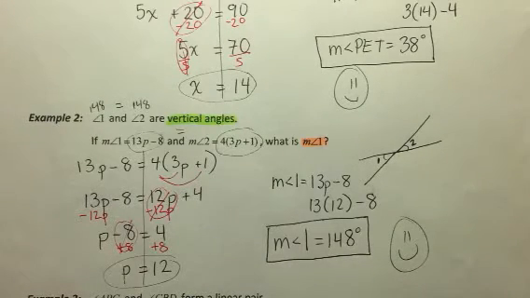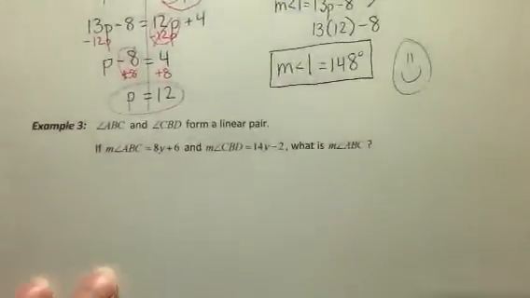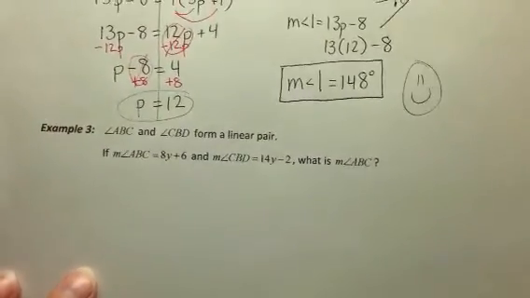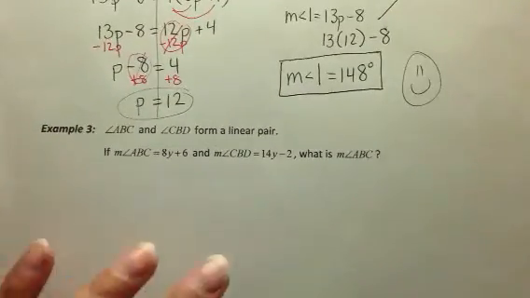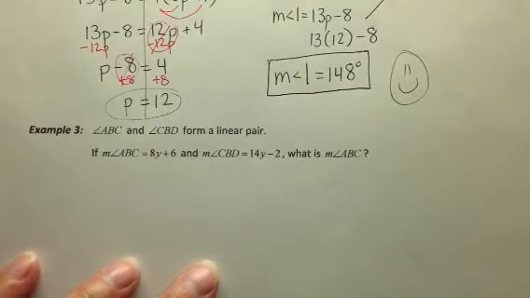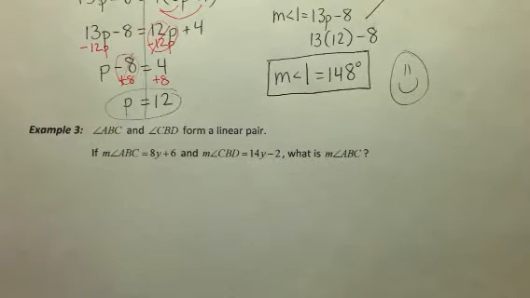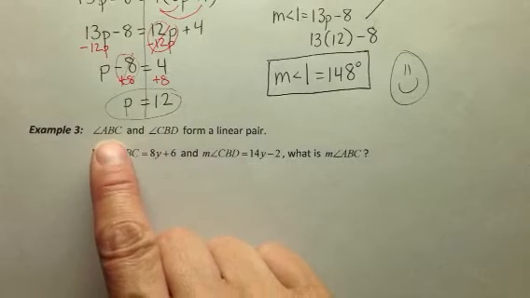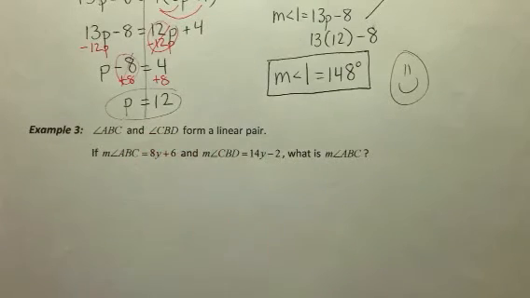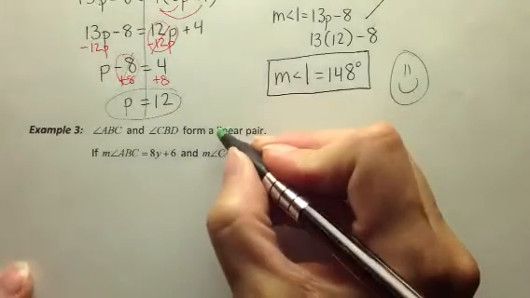Okay, we've got one more example to try together. All right, this last example, sorry, I moved my light over there. Okay, my last example here says that angle ABC and angle CBD form a linear pair. So that's the vocabulary word that's jumping out at me.